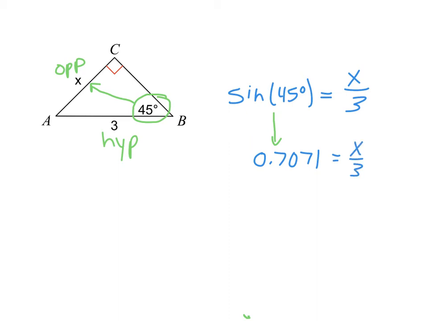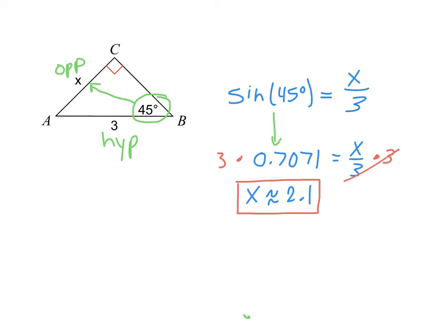And again, we're pretty lucky to solve this equation for x. All we need to do is do the inverse operation to eliminate the 3. And I'm going to multiply 3 times 0.7071, which is 2.1213, which rounds off to about 2.1. So our missing side in this problem is x equals approximately 2.1. We'll round them to 1 decimal place for our final answers.